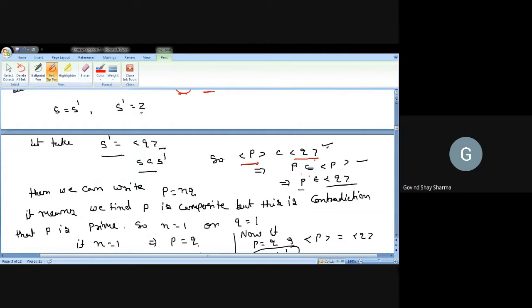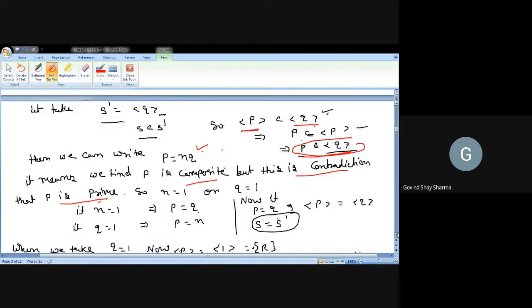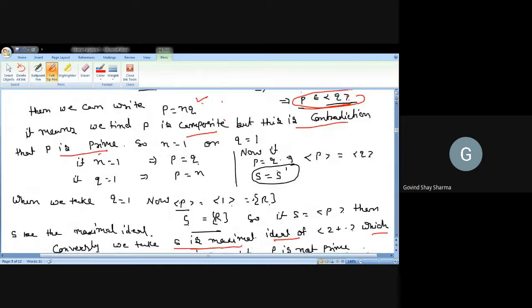P is the element that generates S, so P can be nQ. This is a composite number, but this is a contradiction, because it is given that P is prime. So n is equal to 1 or Q is equal to 1. When n is equal to 1, then we get P is equal to Q, meaning the ideals generated by P and Q are the same. So S is equal to S2.